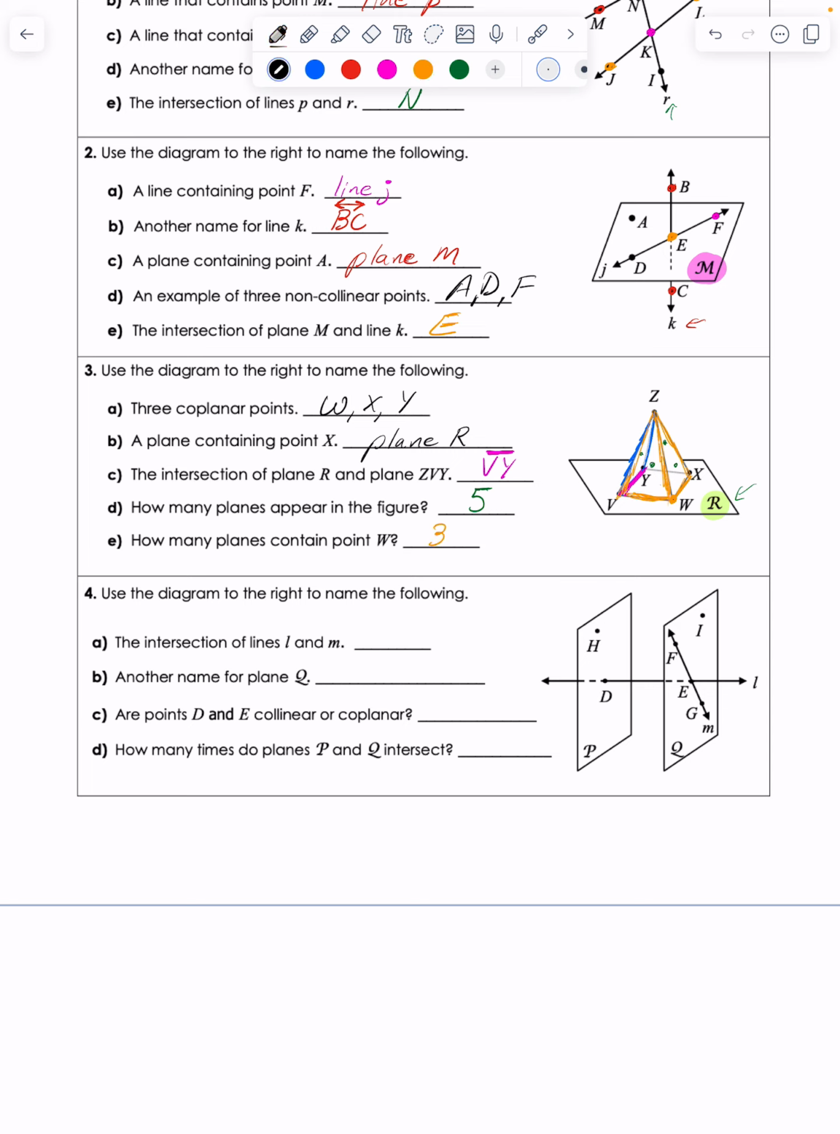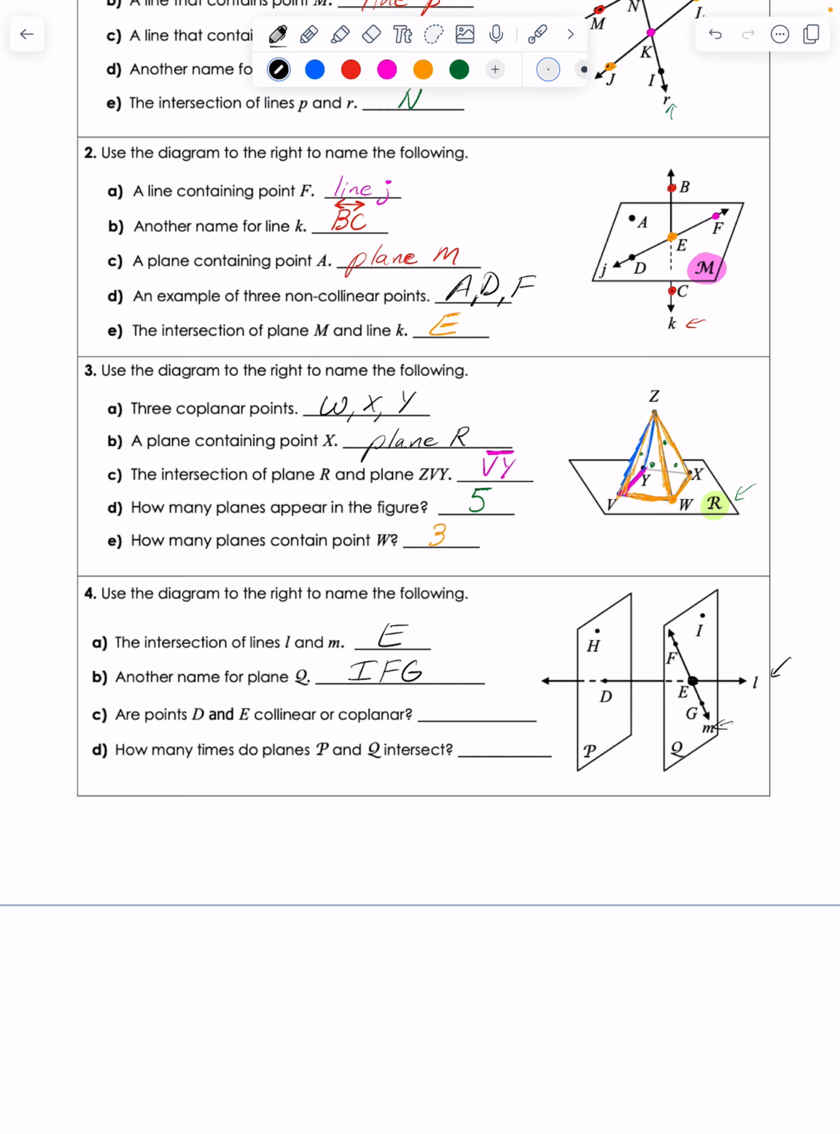All right, last one, then we'll be finished. All right, we have the intersection of lines L and M. So here's line L, here's line M, and those lines are intersecting at a point, which is point E. Another name for plane Q, all right, so they're asking us to use coplanar points here. So as long as you use 3 points that are on that same plane, I'm going to use points I, F, and G. Sure, why not?